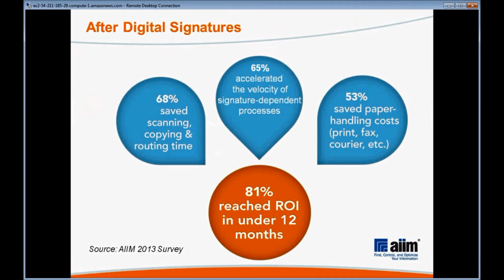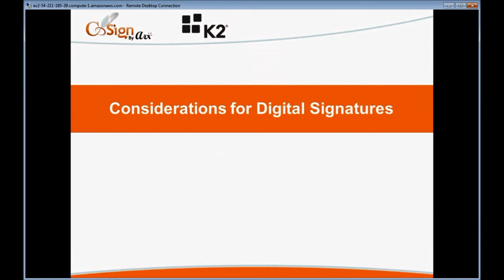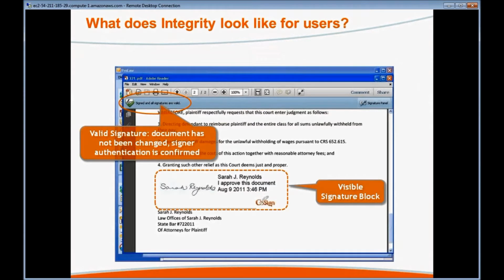Continuing with the AIM survey, the survey also interviewed organizations that had deployed signature automation technology and found that 68% saved on scanning, 65% improved process velocity, and 53% saved paper handling costs. And they looked at 81% reached their ROI in under 12 months. So you can see from the survey the impact enterprises are having by implementing signature automation. By the way, the AIM survey is available on the arx.com website if anyone wants to get the detailed survey.